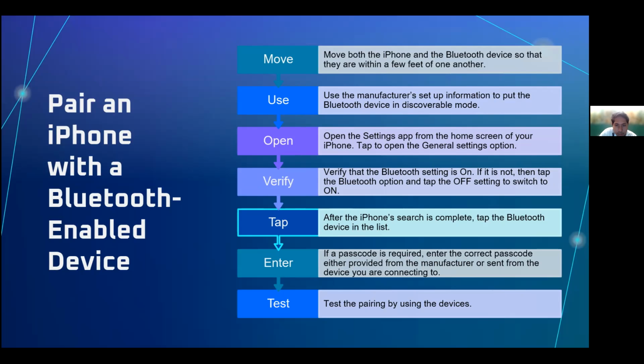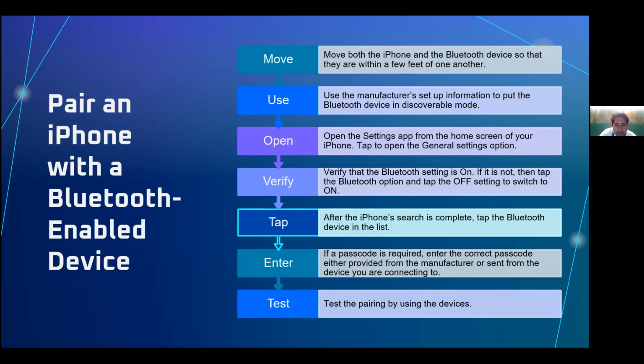Third, open the Settings app from the home screen of your iPhone. Open the General setting option. Then verify the Bluetooth setting is on. If it's not, then tap the Bluetooth option and tap the off setting to switch it to on.